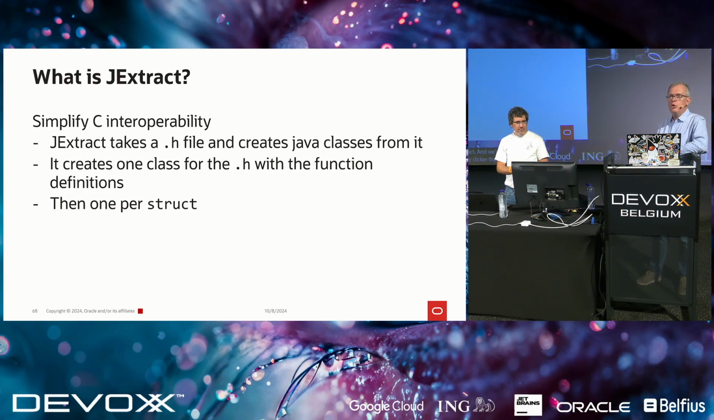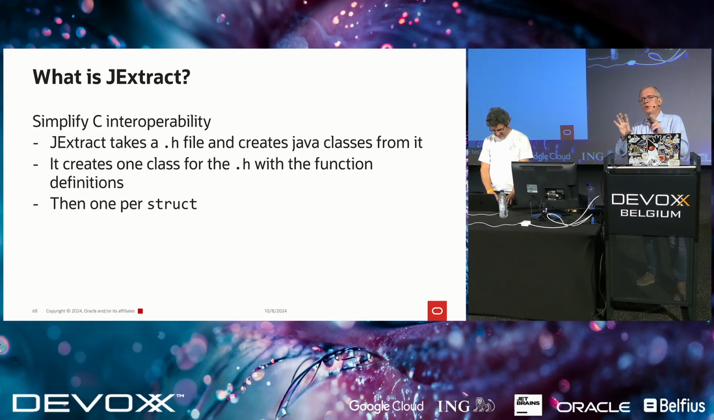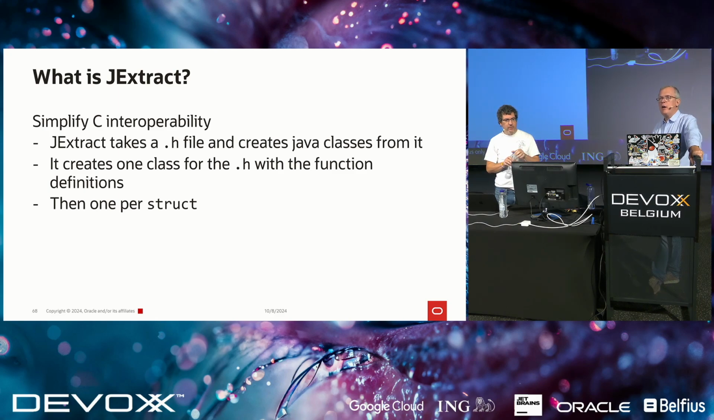Good. So the goal of jextract is actually broader than what we're going to use here, because we're talking about the memory API, which is a subset of the foreign function and memory API. jextract is used both for the foreign function part and the memory part, and we are going to focus only on the memory part. Basically, jextract takes a .h file that describes a C library, and it can create Java classes from it.